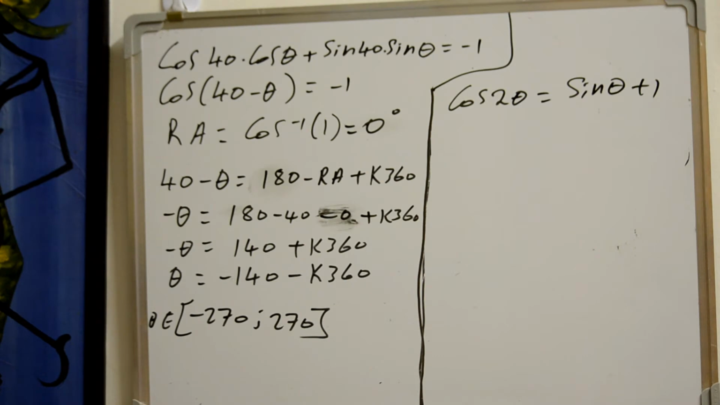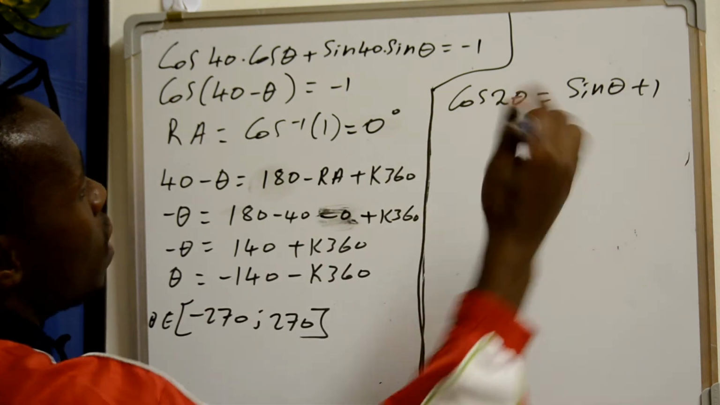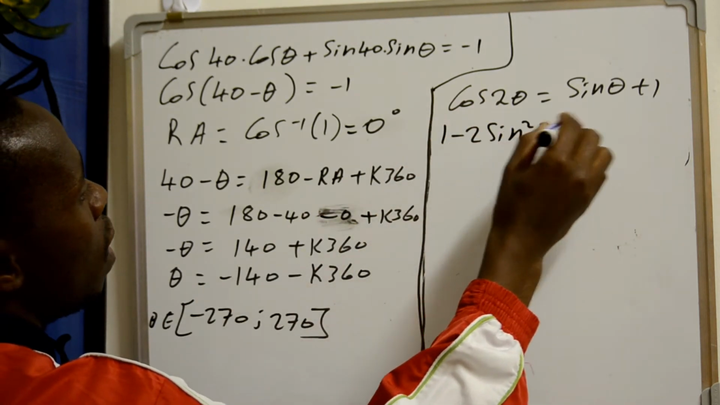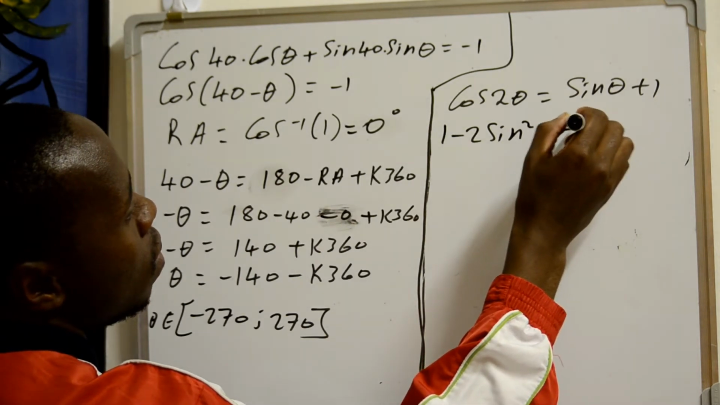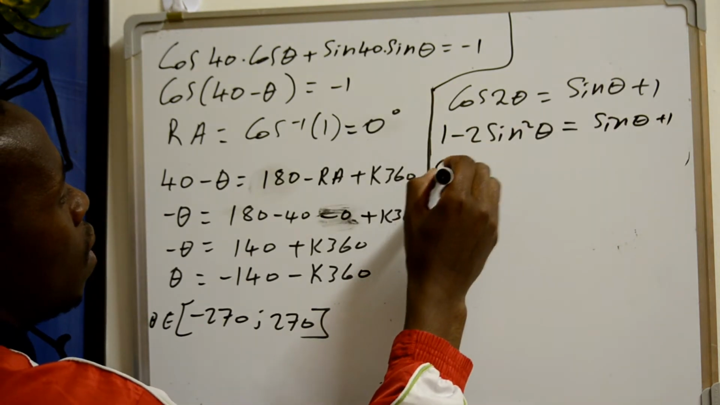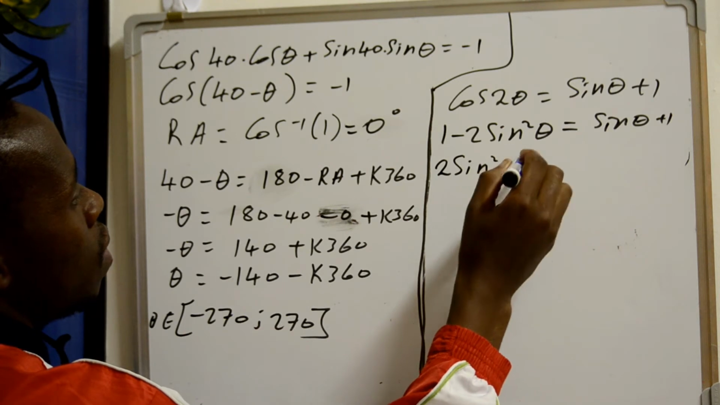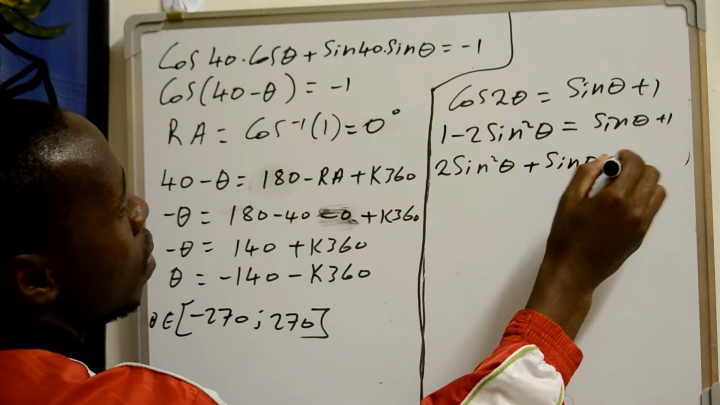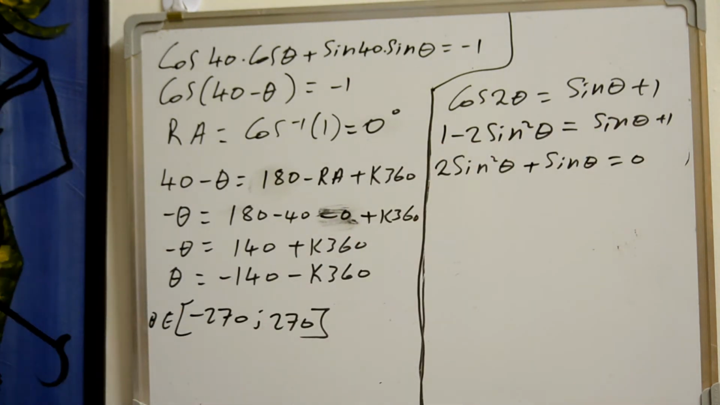Now in that case, how do you go about it? Don't stress. Here cos 2θ can be changed into sin. So you get 1 minus 2 sin squared θ equal to sin θ plus 1. Move things across the equal sign: 2 sin squared θ plus sin θ, and the 1s cancel and it becomes 0.